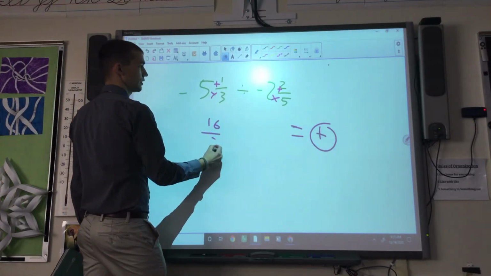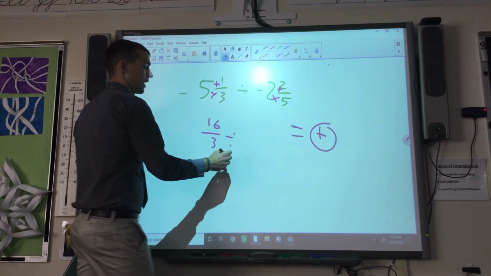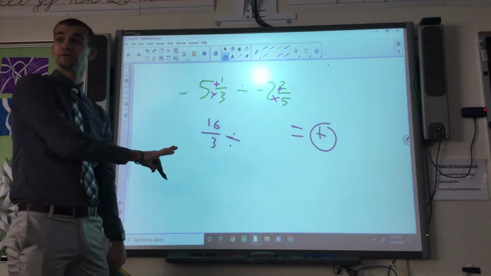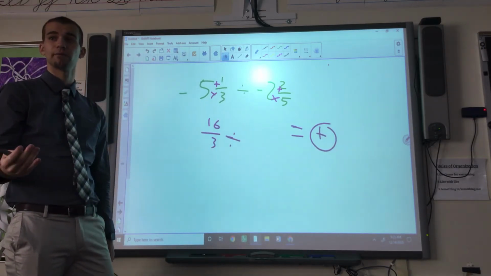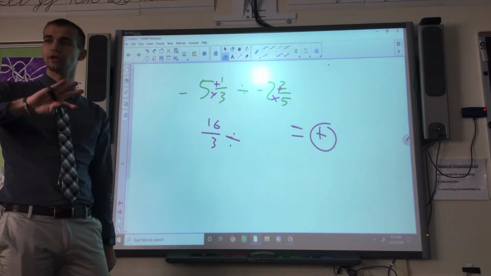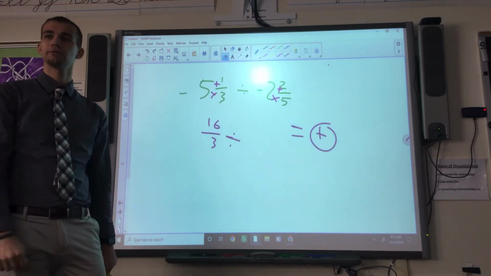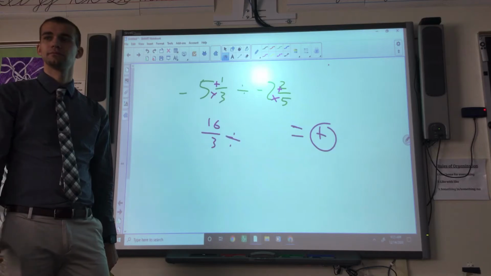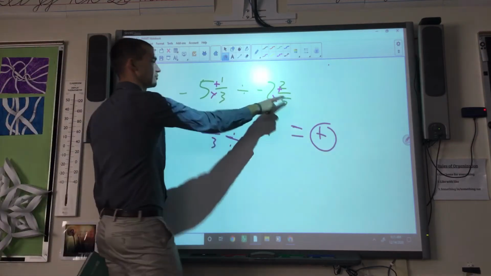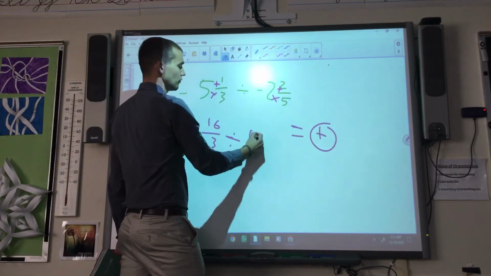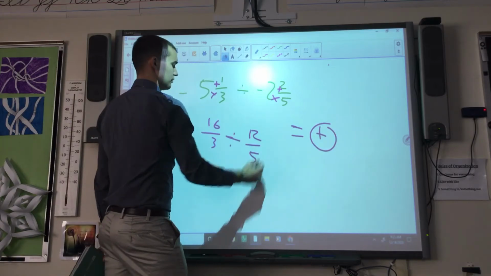15 over 3 dividing by, I'm going to keep this as division until I know what that improper fraction is. Because if I do two steps at once, it's more likely that you're going to mess it up. Yeah, you're going to make some kind of mistake. 2 times 5 is 10, plus 2 is 12 over 5.